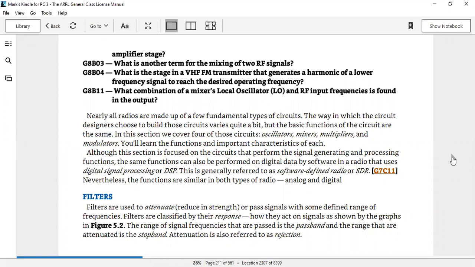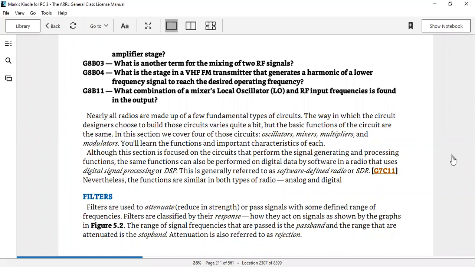Filters are used to attenuate, and I know that the Collins radio, I believe the KWM, their last ham radio that they came out with in like 1982, was like $4,500 back then, and it used DSP, digital signal processing.